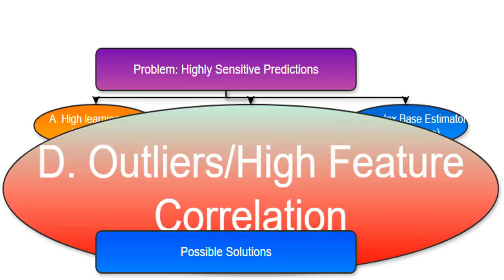Outliers are extreme values in the data that can disproportionately influence the model. High feature correlation means some features are essentially saying the same thing, creating redundancy and potentially instability. These issues are data problems, not model problems, and need fixing before improving the model itself.